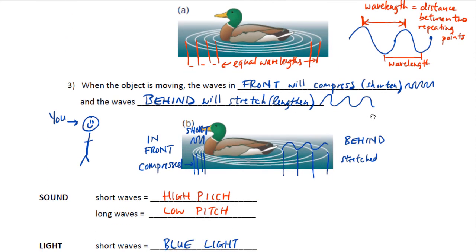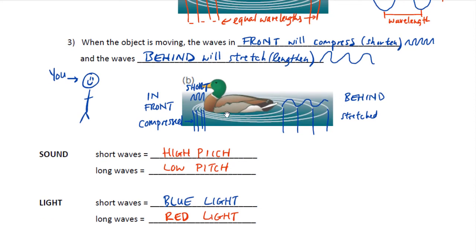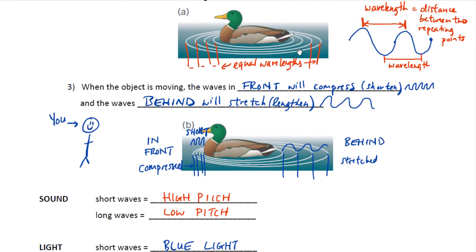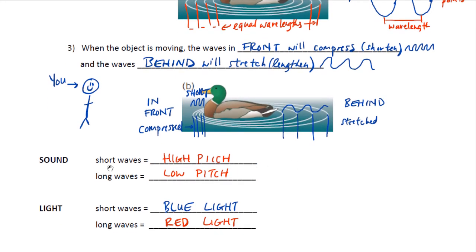But when an object is moving, so now this duck is moving, you can see that the waves in front compress or shorten, and the waves behind get longer and longer and longer compared to the original movement of the duck, where it was staying stationary. So we have in front, compression or shortening of the waves, and behind we will stretch or lengthen those waves. Now, if you were listening to sound and you heard short waves, you would have a high pitch, very high pitch sound. If you were listening to long waves of sound, it would be a very low pitch sound.